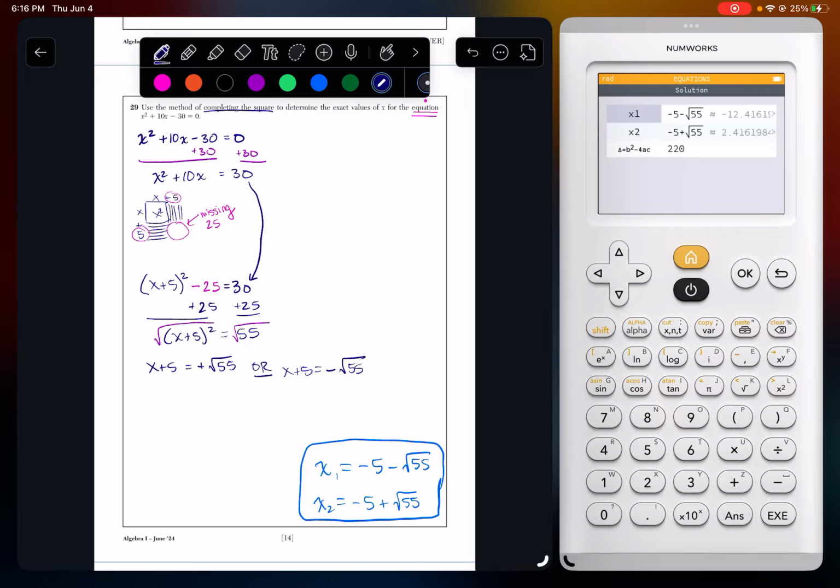Now I can see I'm almost at my final answer. I just need to get rid of that positive 5. So I'm going to do an inverse operation. I'm subtracting 5 on both sides of these equations. That leaves me with x equals -5 plus radical 55. And then subtract 5 over here, subtract 5 over here. x equals -5 minus radical 55. And then I can see I have successfully made it to my solutions. So I have the solutions from the calculator, and I also have complete and clear work demonstrating that I understand the strategy to get there.